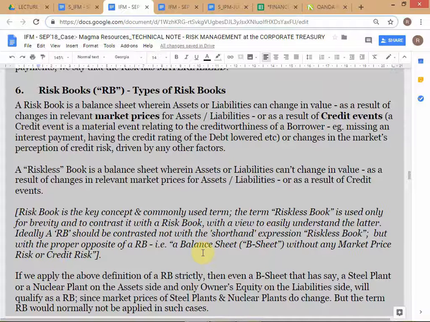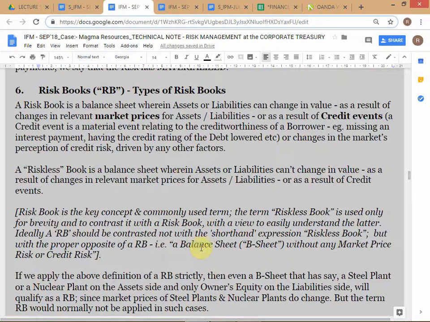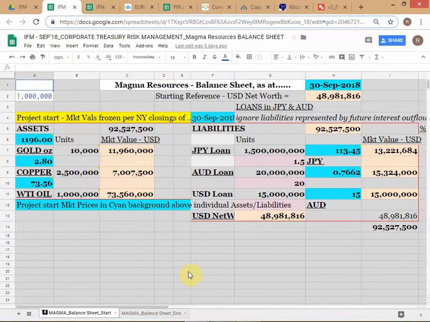Okay, so here I've introduced a new term, which is new for you guys, and I've developed a little bit of taxonomy with it. So it sounds very complicated, but it's actually simpler than it sounds, okay? Let's start with an example so that maybe it's easier for you to understand instead of looking at the theory. Now the term we are discussing is a risk book, okay?